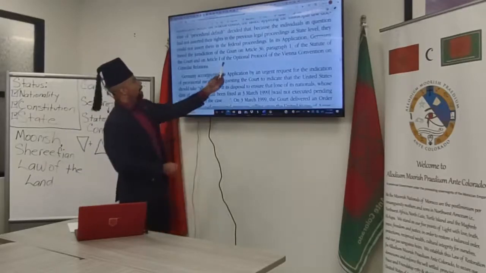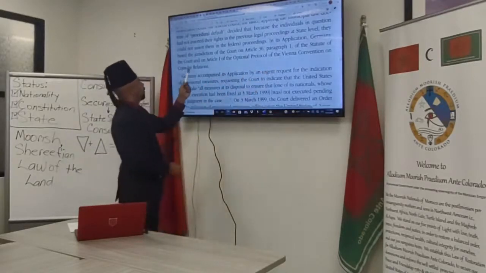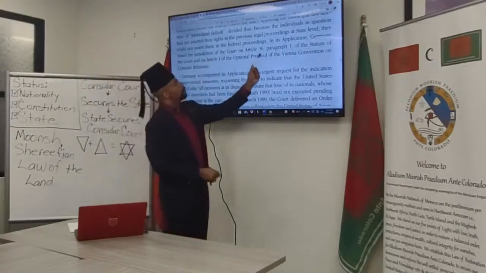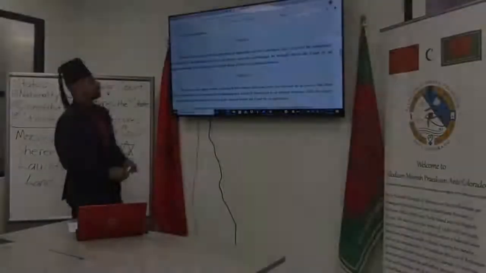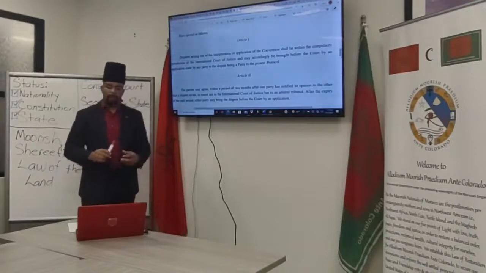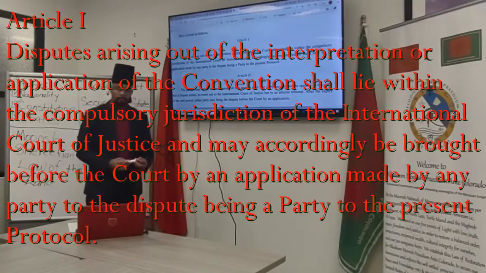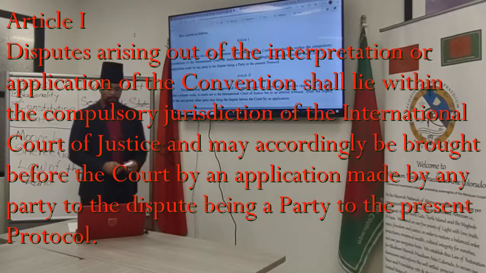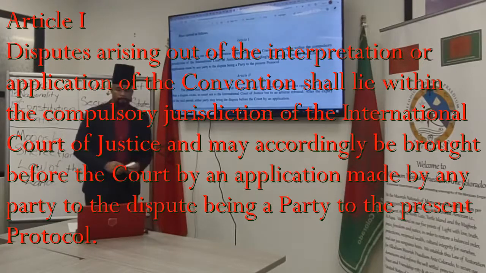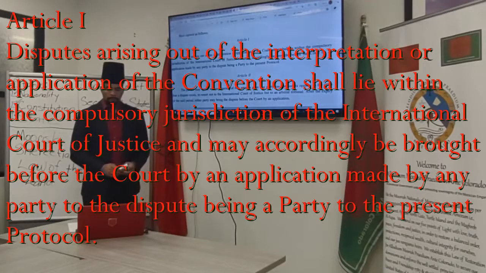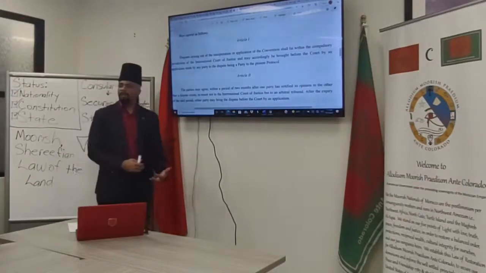Why are we going over this? Because Germany pointed out the Optional Protocol of the Vienna Convention on Consular Relations, so we're going to go right into Article 1 of the Optional Protocol. If I have another reader, please. Disputes arising out of the interpretation or application of the convention shall lie within the compulsory jurisdiction of the International Court of Justice and may accordingly be brought before the court by an application made by any party to the dispute being a party to the present protocol. All right, so what's happening? Why is Germany mentioning this? Let's read it.